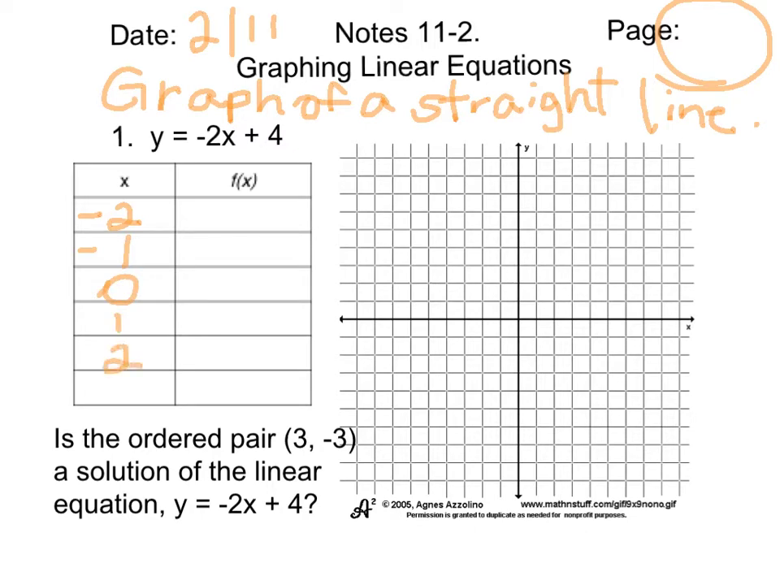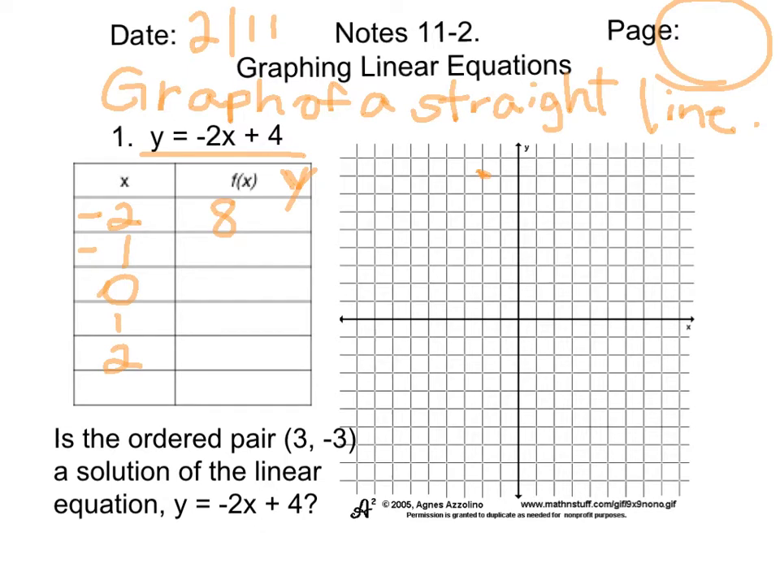And you'll see that the second column says f of x. It's the same thing as a y. So now I substitute all of my x values into the equation. So negative 2 times negative 2 plus 4. So that will give me 8. And I can graph the ordered pair, negative 2, positive 8.